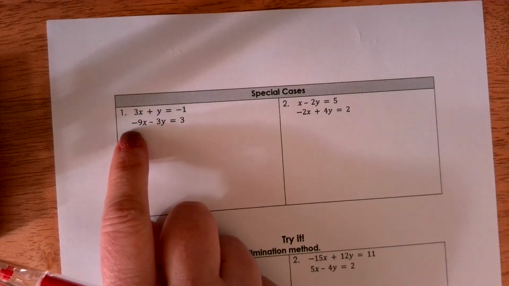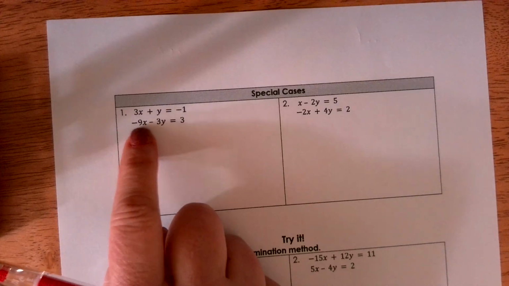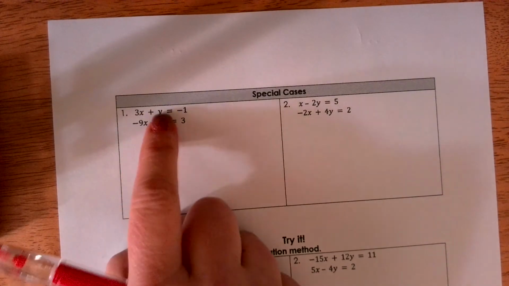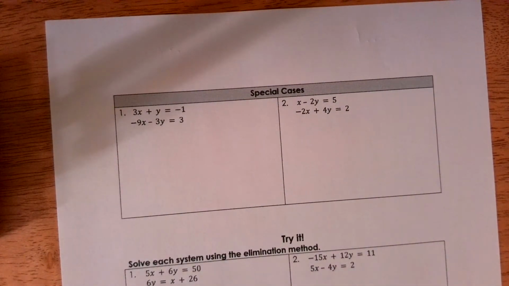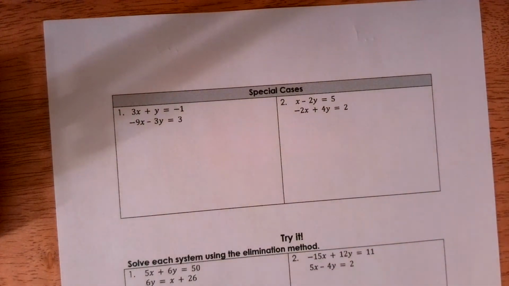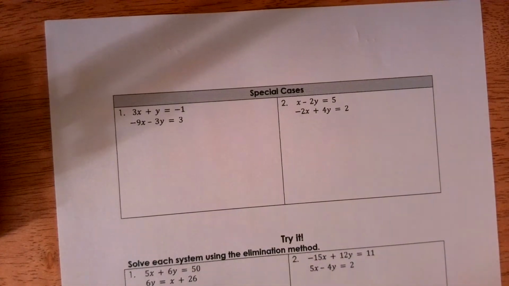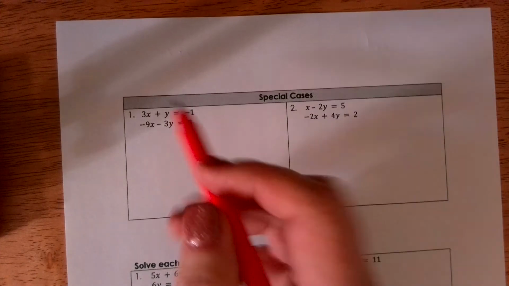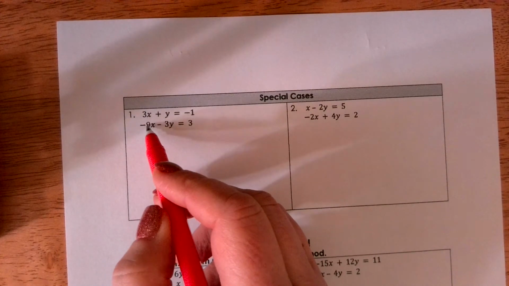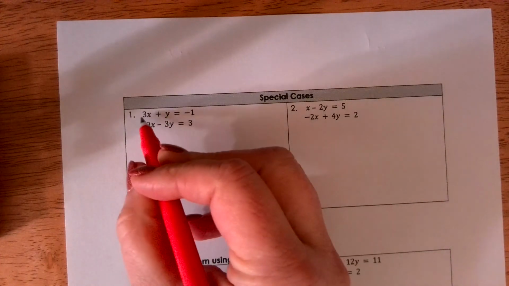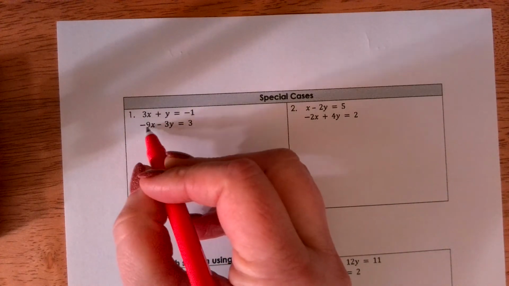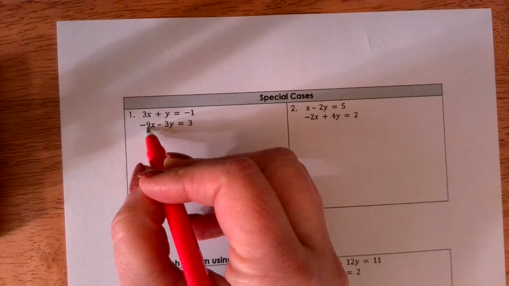variables? And I can see, well, 3x minus 9x, nope, not going to eliminate. y plus 3y, excuse me, minus 3y, not going to eliminate. So I need to somehow adjust, multiply one of these equations, or maybe both, to get that elimination going. I can see 3 is a factor of 9. If I multiply 3 times 3, I'm going to get positive 9, and that will eliminate the negative 9.